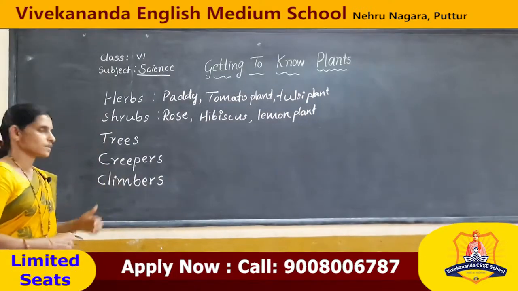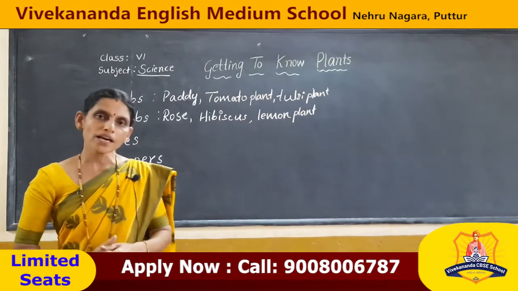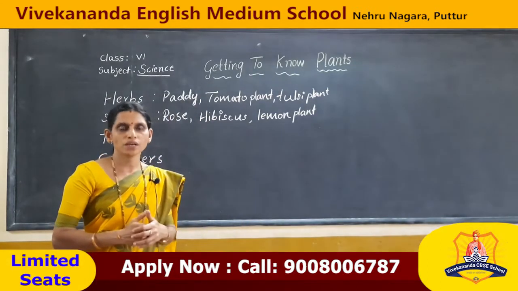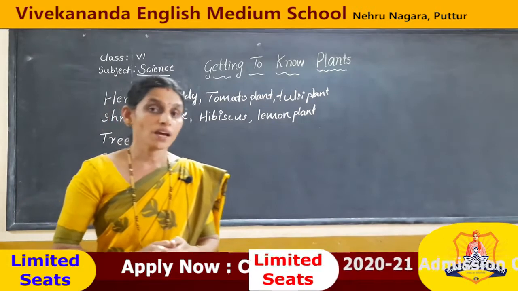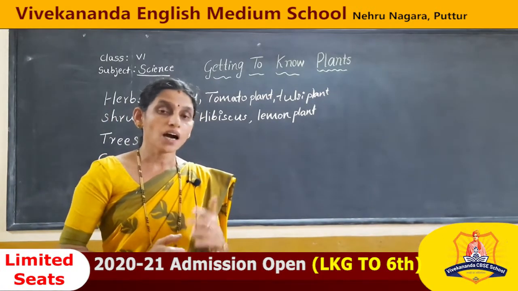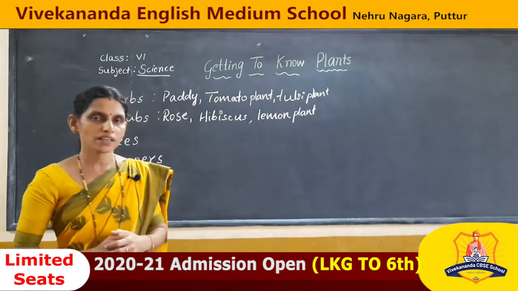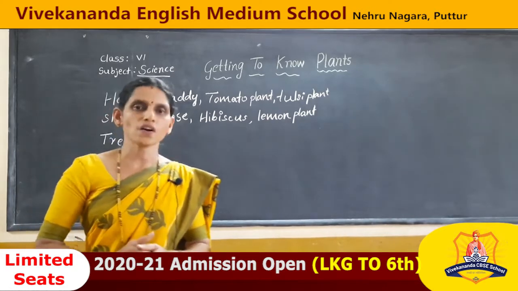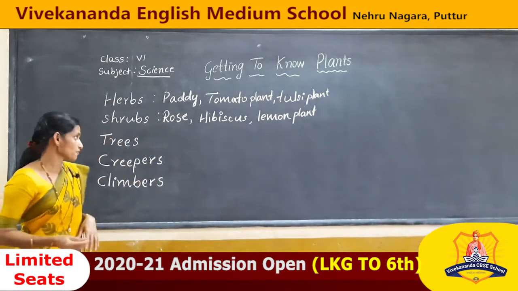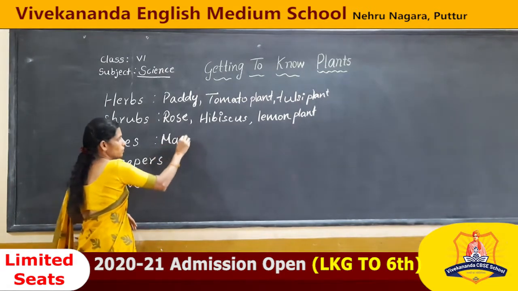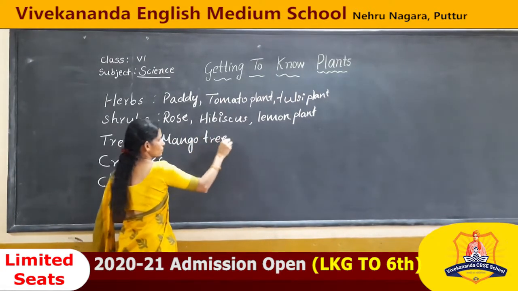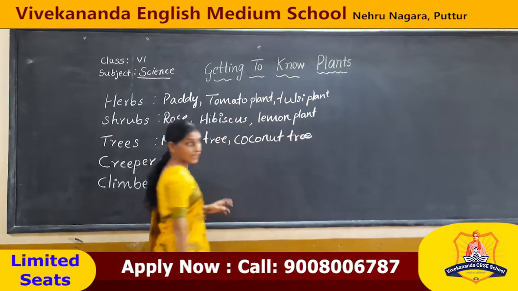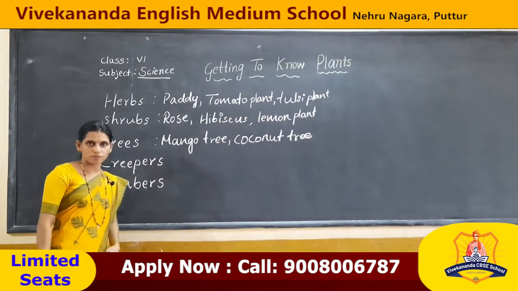Next group is tree. What are trees? Some plants are very tall and these have branches much above the ground near the tip of the plant, and their stem is very hard, woody and thick. So, plants with hard woody stems are called trees. Can you name some examples for this? Yes, mango tree and coconut tree. So, you can write so many examples for this group.